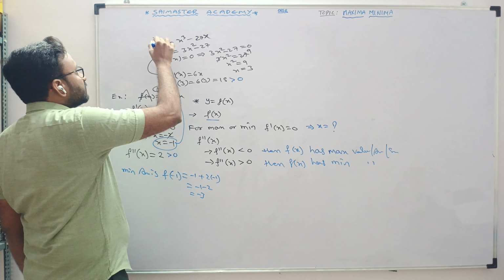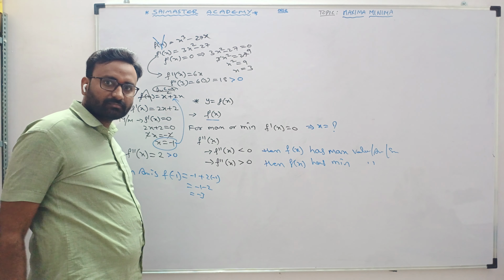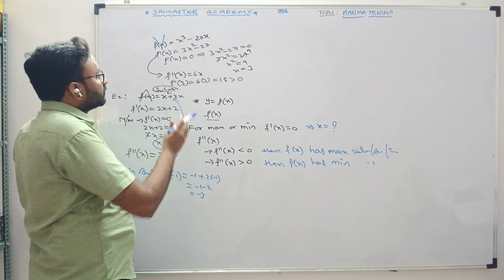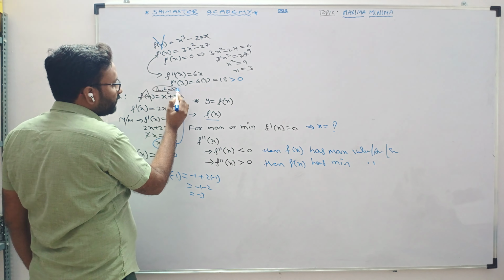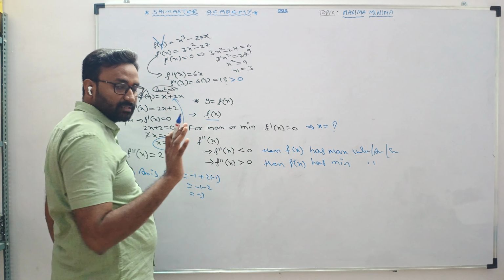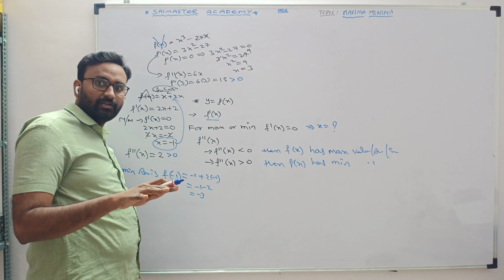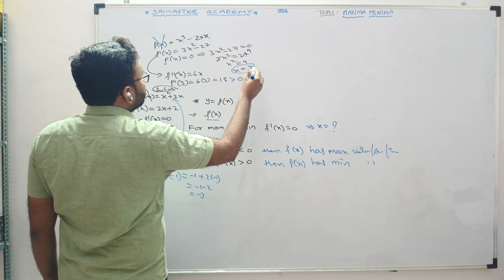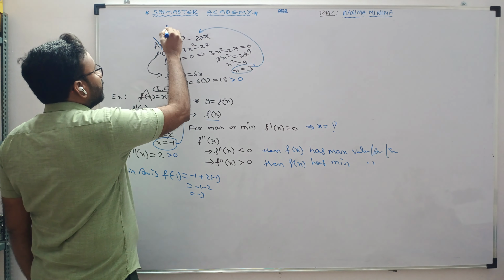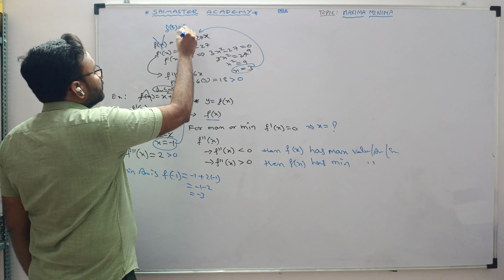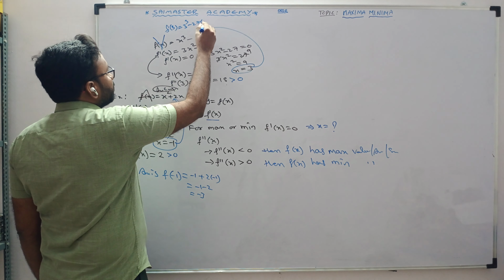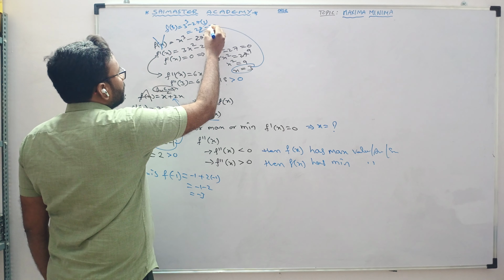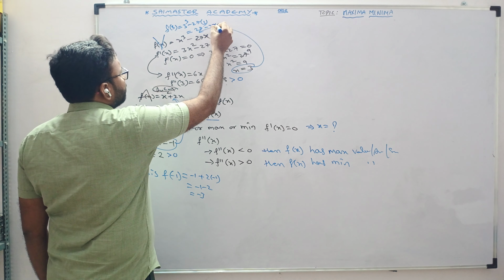Suppose you consider this is the volume of something, and if they ask what is the minimum value, the same process: after finding this f double dash, we consider this function has a minimum value. What is the minimum value? Then you have to substitute x equal to 3 in this function. So you will get f of 3 is equal to 3 cube minus 27 into 3. You will get something: 3 cube is 27, minus 27 into 3.